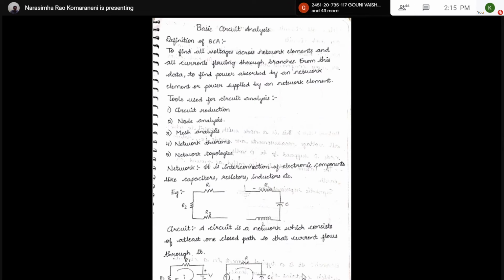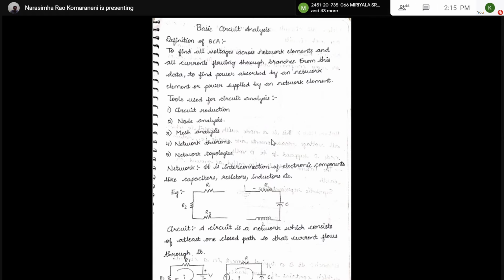So the process of finding the voltages across each network element or the currents through the branches in a network is called network analysis. Generally, these five methods are used to analyze any circuit: circuit reduction, node analysis, mesh analysis, network theorems, and network topologies. With the help of any one method, we can analyze any circuit.